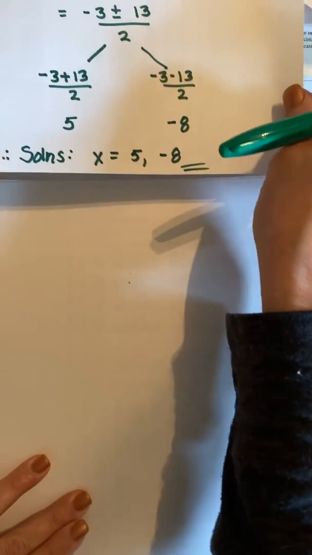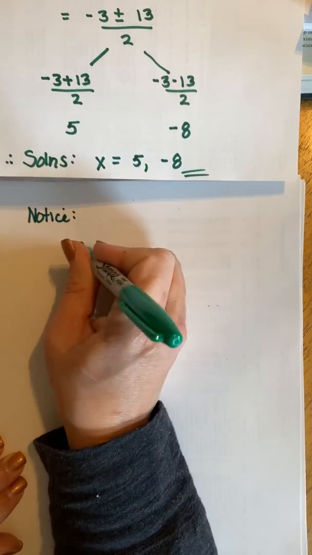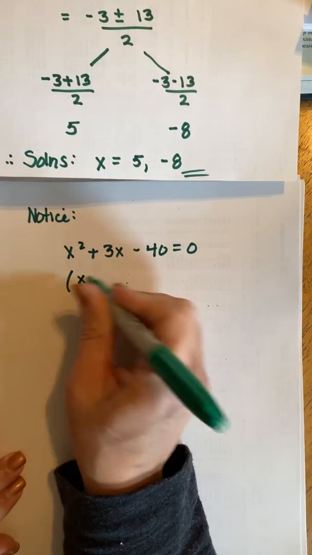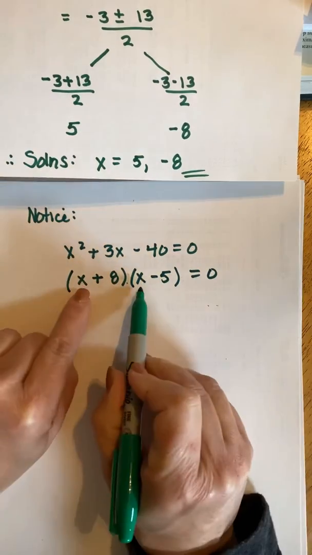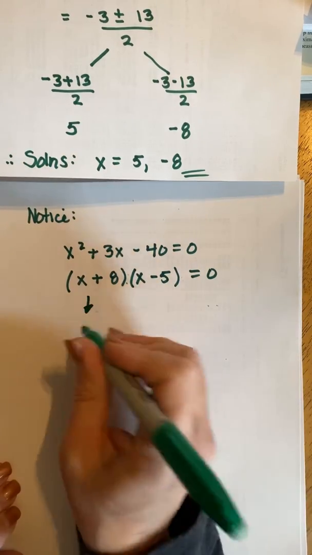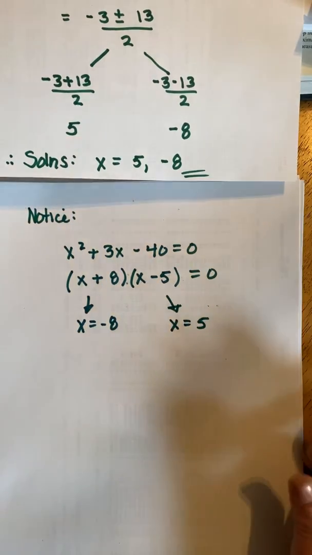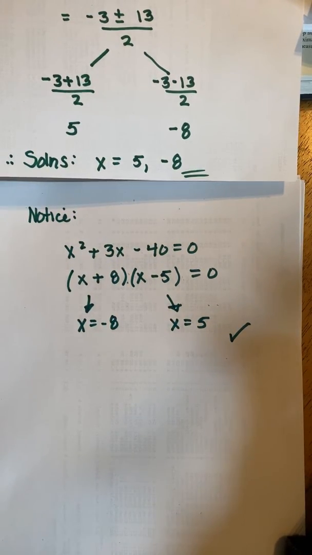Okay, note, we started with x squared plus 3x minus 40 equals 0. This is actually factorable: x plus 8, x minus 5. You can check: product of the firsts is the first, product of the lasts is the last, and the inners and the outers give me positive 3x. So this factor gives me one solution, which is negative 8. This gives me the other solution, which is 5. So we could have solved this by factoring. So again, only quadratic equations that can be factored can be solved by using factoring. All quadratic equations can be solved using the quadratic formula.